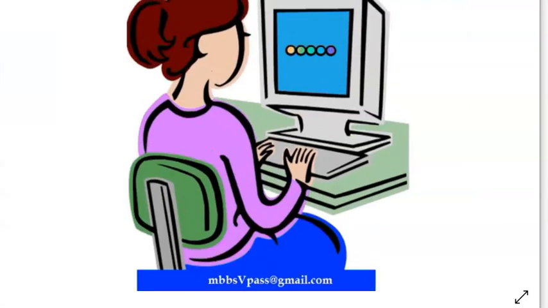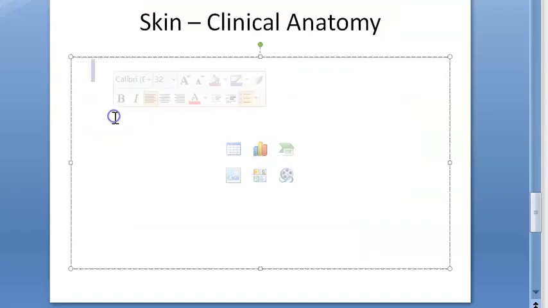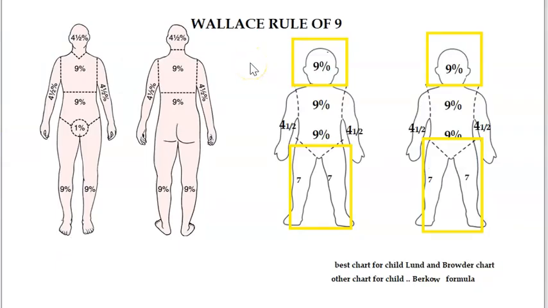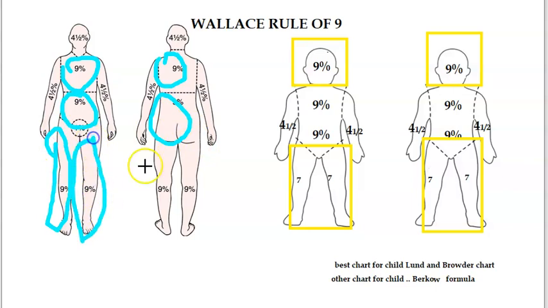Now look at some clinical anatomy for the skin. Especially whenever there are burns, you should know this rule of nine. Based on the amount of burn, you will have to calculate the fluid requirement. That is called the rule of nines. Look at this: you can divide the front part of your thorax, 9%, abdomen 9%, back 9%, lower back 9%. Then the front of your lower limb is 9 and behind is 9, so everything is the rule of 9.